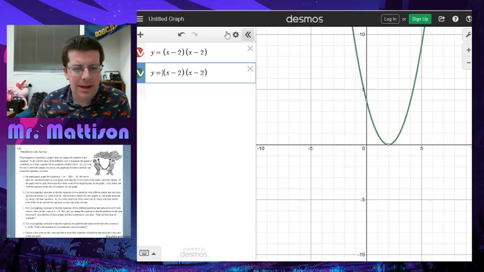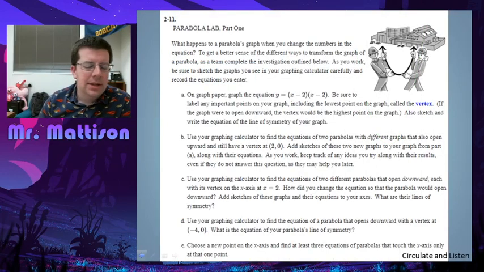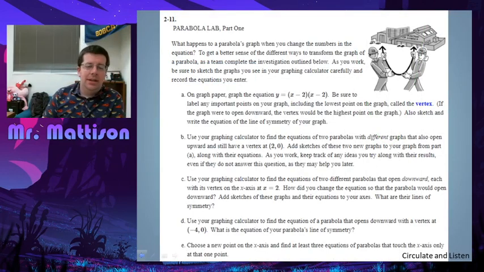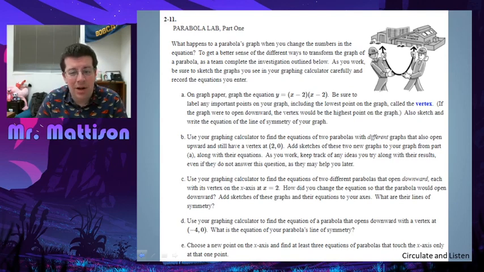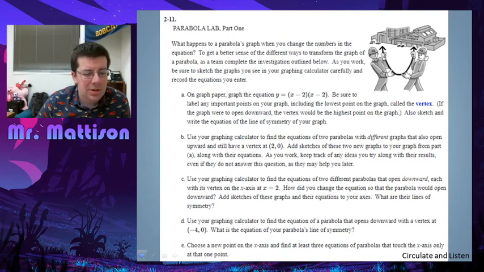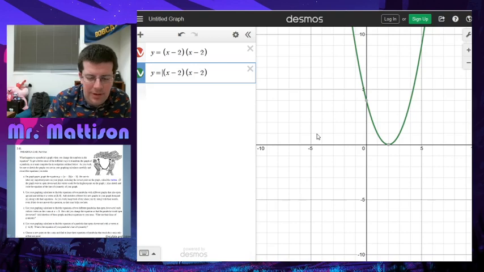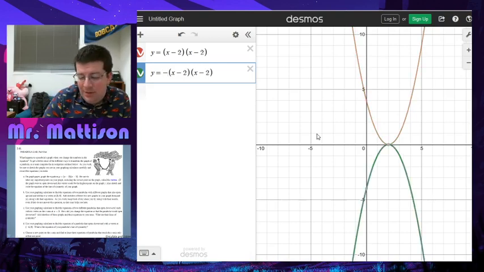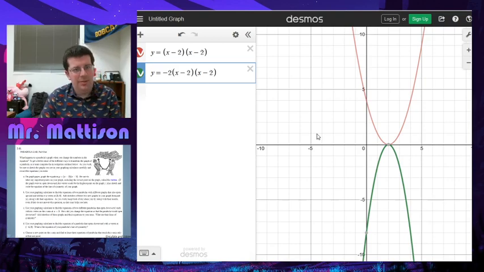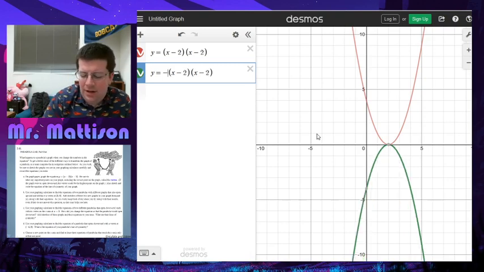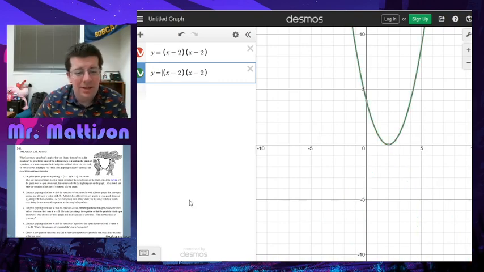Now, the next problem asks us to use your graphing calculator to find equations of two different parabolas that open downward, each with its vertex on the x-axis at 2. How did you change the equations to make it open downward? What you should notice is that if I want it to go down, I put a negative in front of it. If I put a -2, it's still going to change the graph shape, but it's still going down because of that negative in front. So anything with a negative there, and then any variety of numbers, we can get a bunch of different graphs. Hopefully that's what you found.